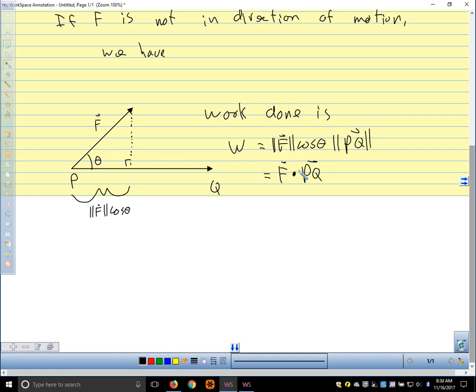So this would be like you're dragging something along, but you're holding with a rope. And the rope makes an angle. It's not directly horizontal to the ground. And the vertical portion of the force is lifting the weight if you're dragging it. So that reduces your frictional force because you have a smaller normal force on you.